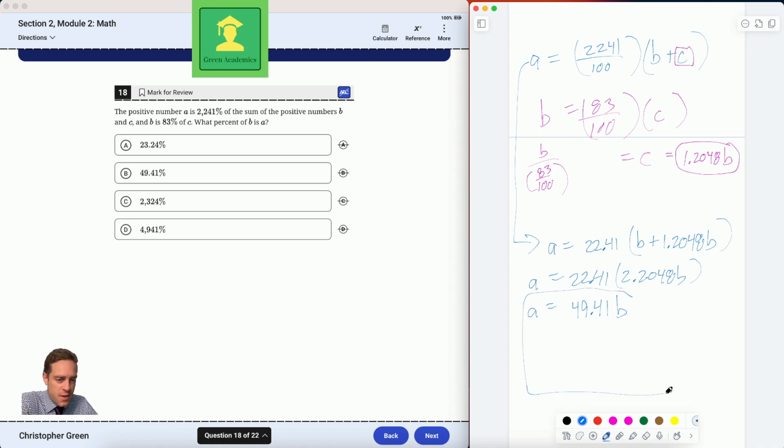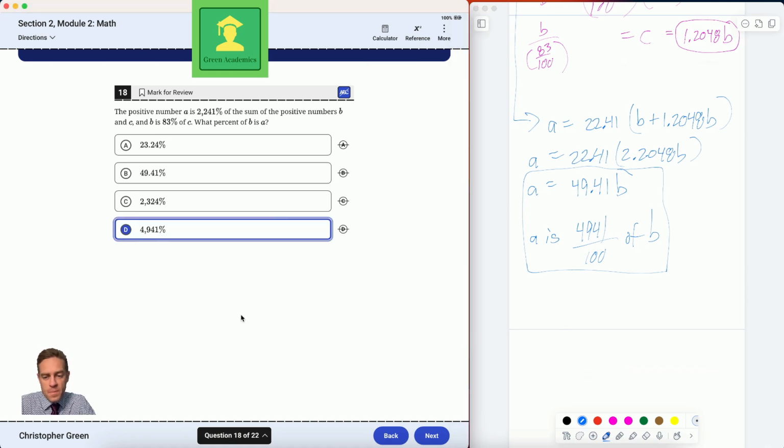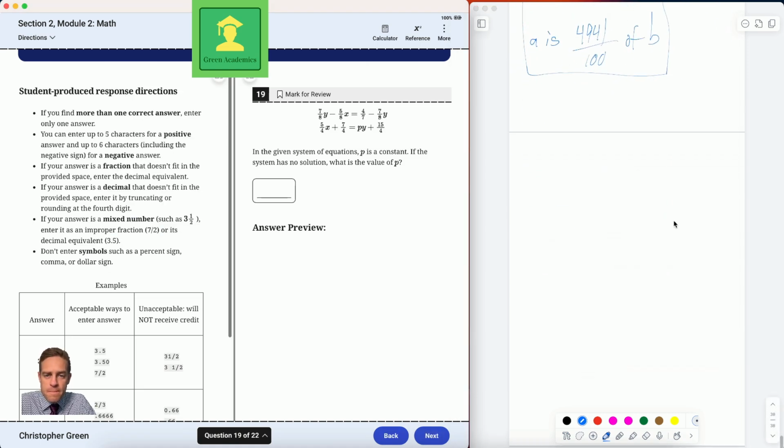So now when you translate this from math back to words, it would be a is 49.41 times b, which is the same as, I guess if you wanted to switch it, you could say it as this, right? It's 4941 over 100, and over 100 is the definition of percent. So it's 4,941% of b. Tricky substitution.